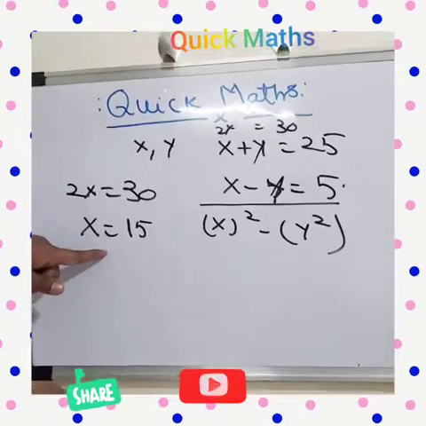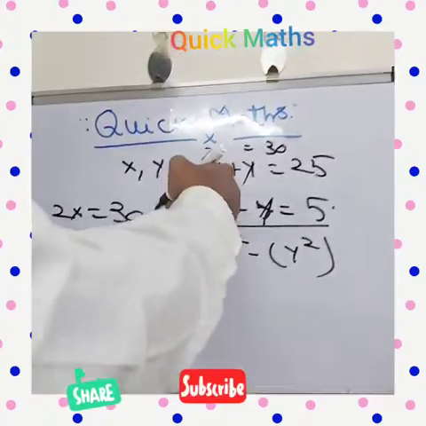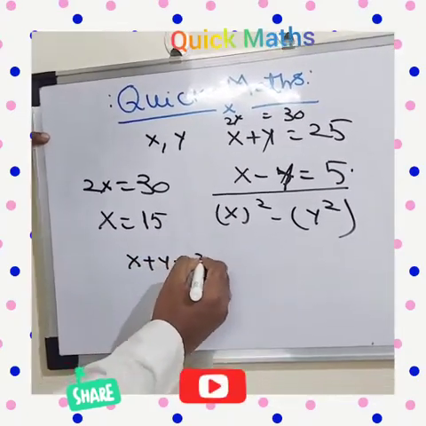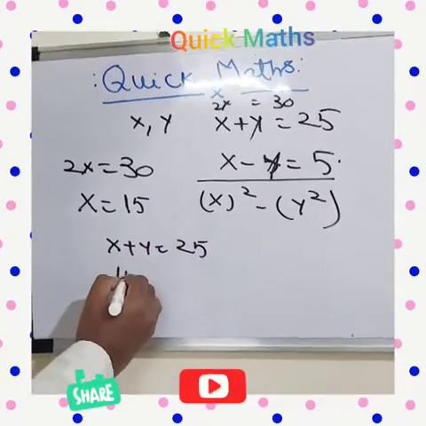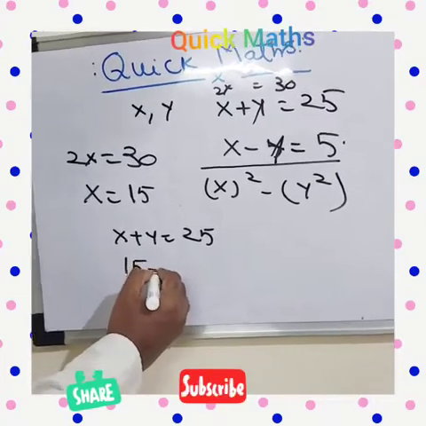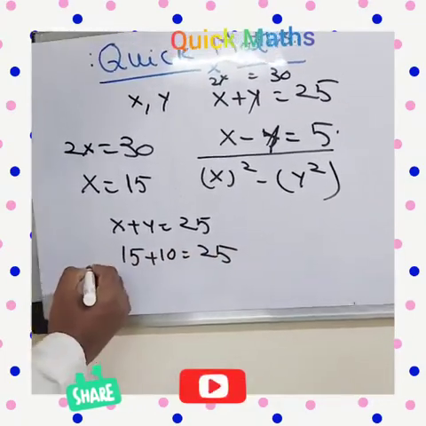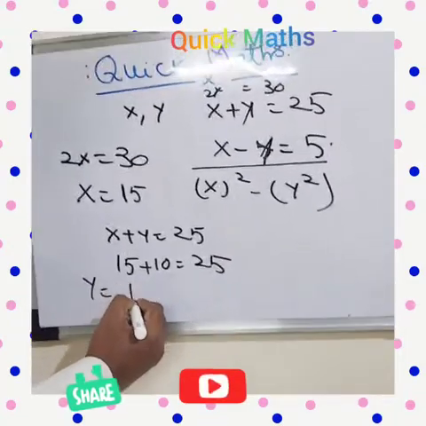So you know the value of x. Then what will be the value of y? Because x plus y is given as 25, when you add 15 with 10, that gives 25. So the value of y is equal to 10.